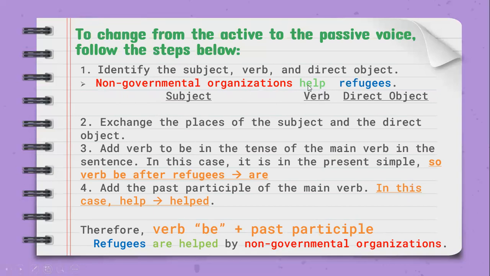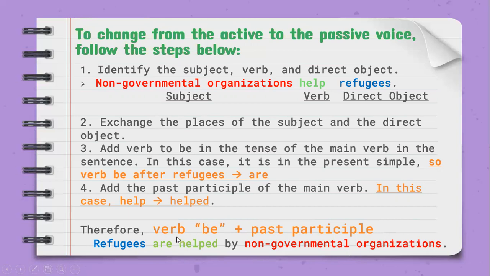So help, organizations help. Okay, they help. This verb is written in the present simple tense. So what's the verb to be again in the present simple? It's is or are. So refugees, now I do not look at the subject because we switched them. Okay, so we started with refugees, as you can see here. Refugees, okay, plural. So the verb to be should be are, okay, not is, present simple. Are, then the past participle of the verb help. So are helped by non-governmental organizations.